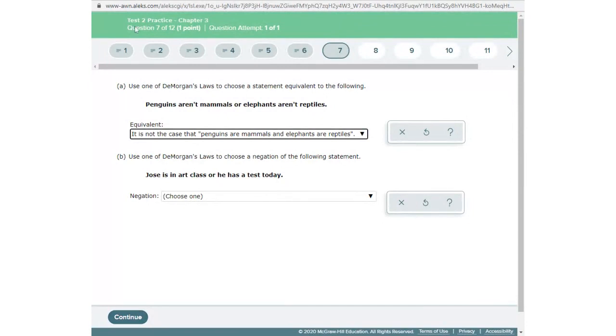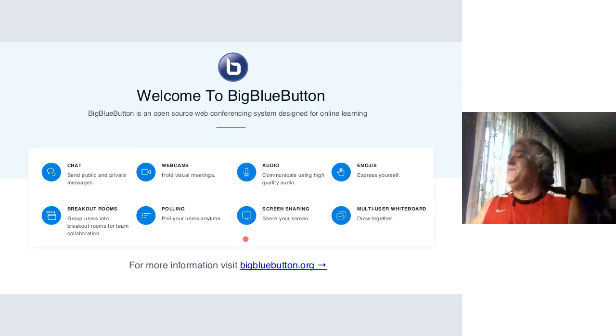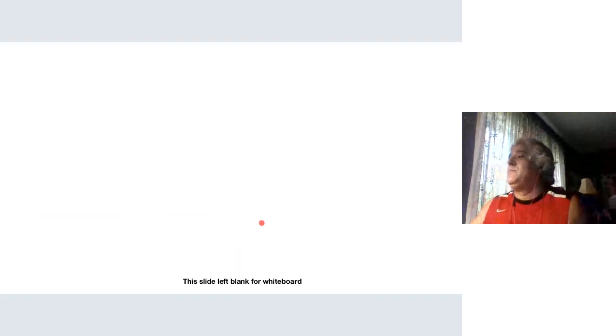All right, the next one is, Jose is in art class, or he has a test today. Now, this is a little bit different than De Morgan's laws, but you can use it because they want us to have the negation of it. So we got to add the negation. So that means essentially this. They want us to find this.